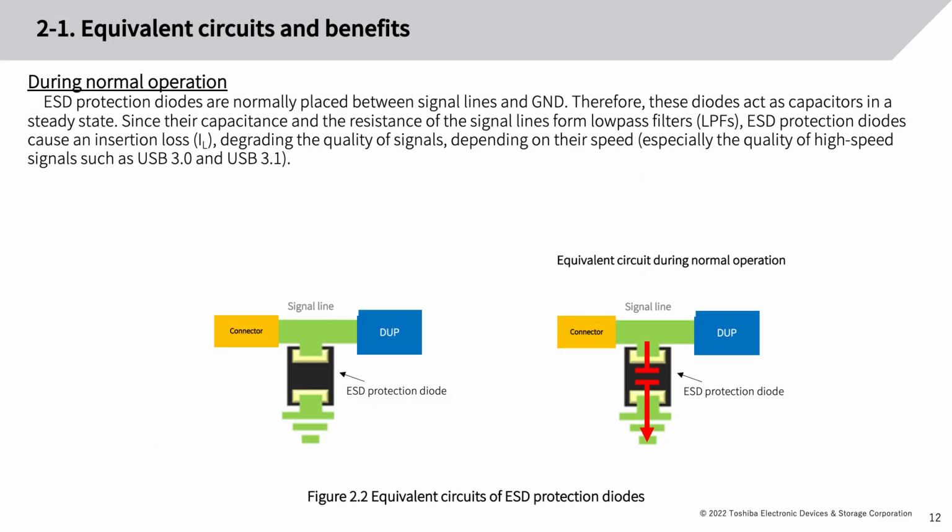Equivalent circuits and benefits. During normal operation, ESD protection diodes are normally placed between signal lines and ground. Therefore, these diodes act as capacitors in a steady state. Since their capacitance and the resistance of the signal lines form low-pass filters, LPFs, ESD protection diodes cause an insertion loss, IL, degrading the quality of signals, depending on their speed, especially the quality of high-speed signals such as USB 3.0 and USB 3.1.